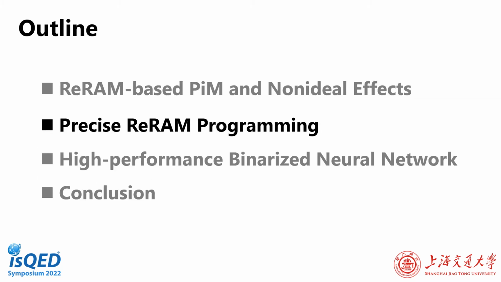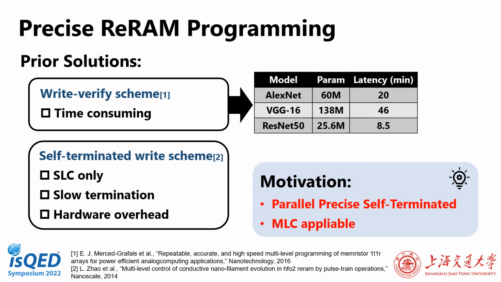Now, I'll introduce our circuit-level solution, the precise ReRAM programming scheme. Actually, there are some prior works that try to solve the problem as well. There are 2 types, the write-verify scheme and the self-terminated write scheme. The write-verify scheme generates write pulses followed by verify pulses till the resistance is reached. The drawback is multiple cycles are required, which incurs high latency. For example, the programming of a VGG16 network requires 46 minutes.